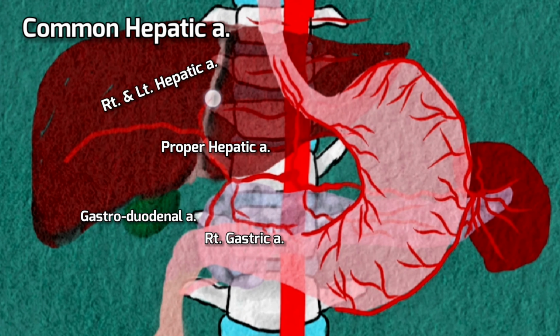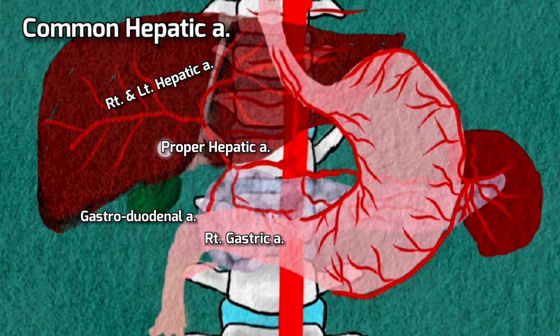Right and left hepatic arteries divide inferior to the porta hepatis and supply the respective lobes of the liver. The cystic artery, which is a branch from the right hepatic artery, supplies the gallbladder. And lastly, the gastroduodenal artery. It descends posterior to the superior portion of the duodenum.